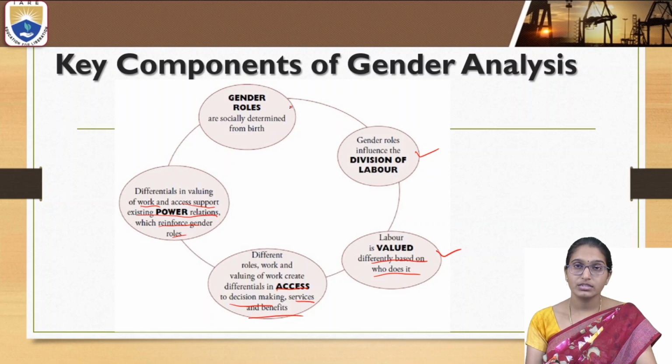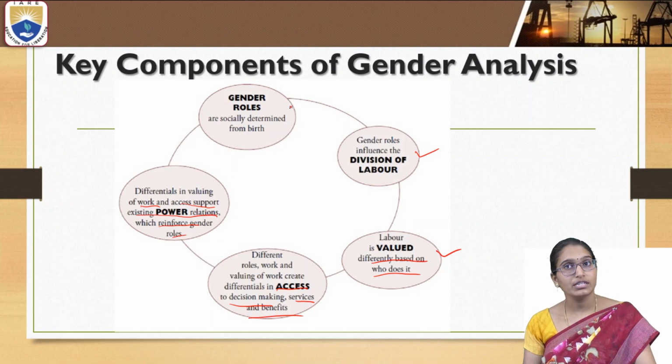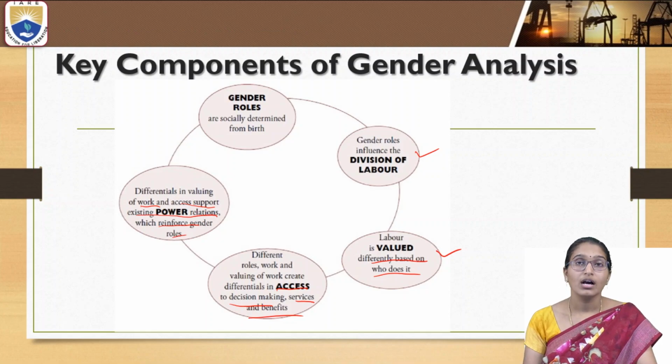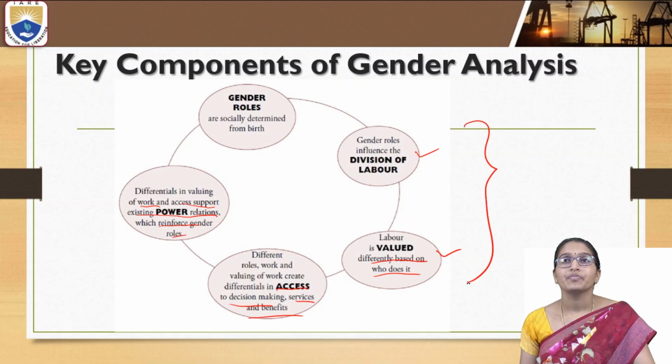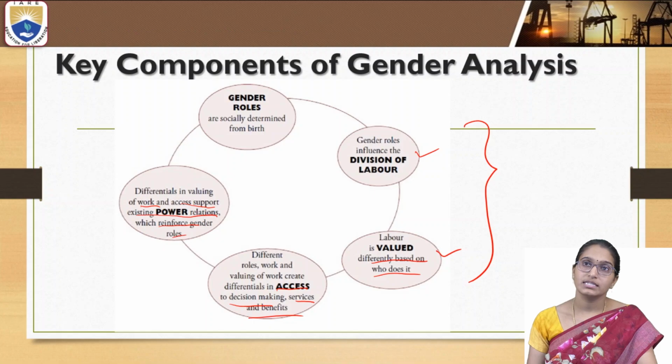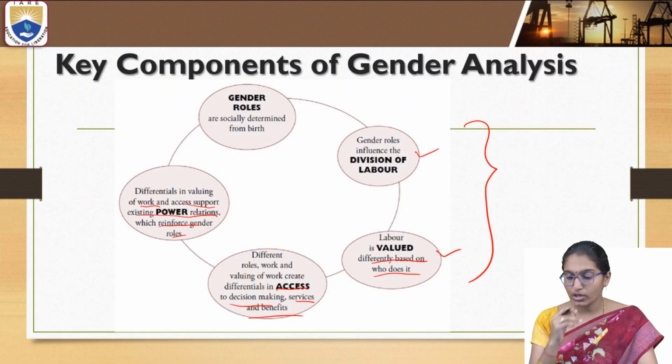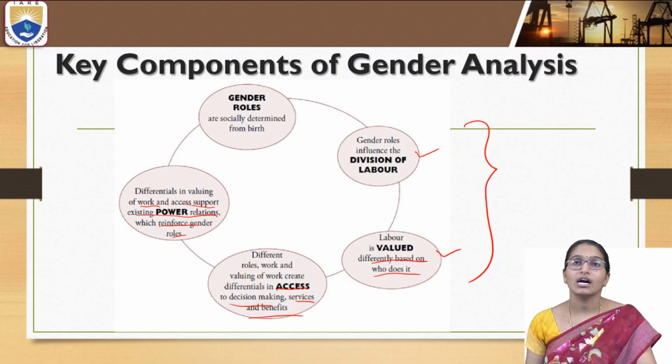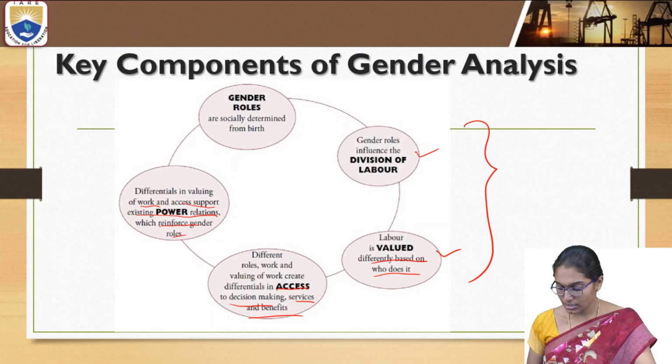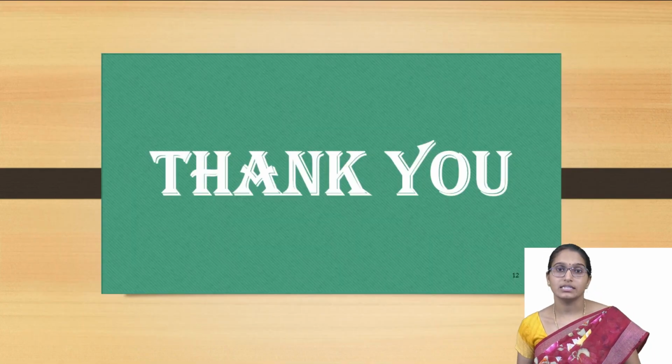So this is gender roles and division of labor, and value of the work, as well as access to the benefits and the services, and power. So based on all these five key components, the gender analysis is made. So in the next class we will see what gender analysis is and how it is carried out. So this is the introduction about the gender analysis.